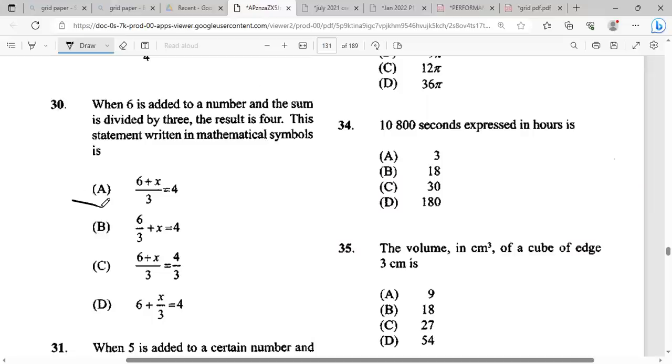And that would be A. 6 added to a number divided by 3. This is actually equal, yeah.